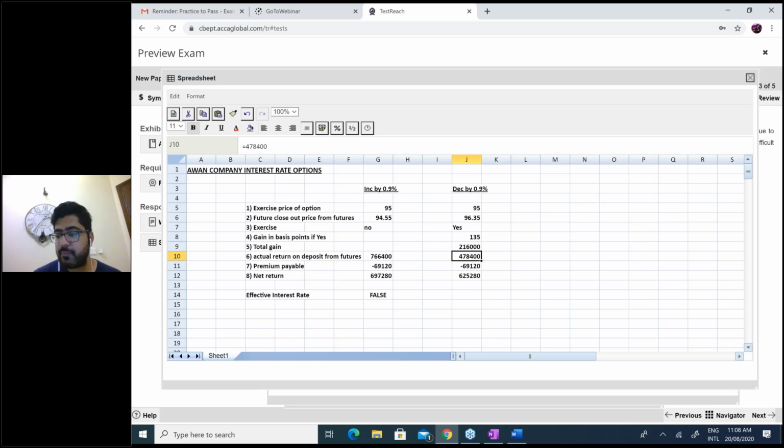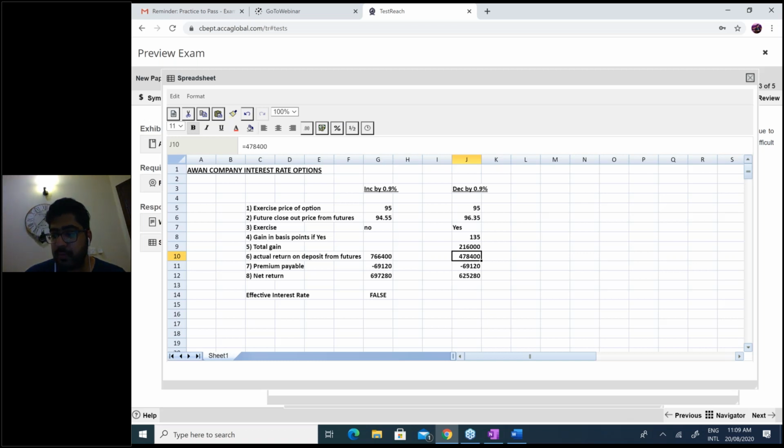Then the actual cost of borrowing or actual return on deposit is copy pasted from futures. Remember, actual cost of borrowing or actual return on deposit. So return on deposit, you just have to take it from here. In case of increase, we have already calculated. In case of decrease, we have already calculated 766,400 and 478,400.